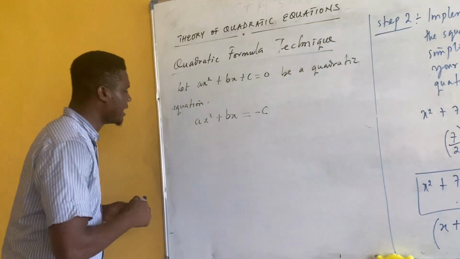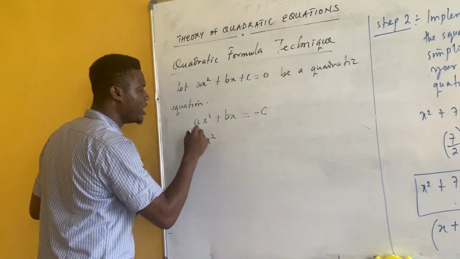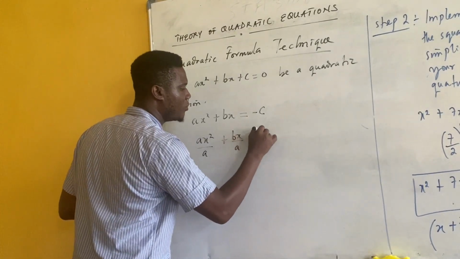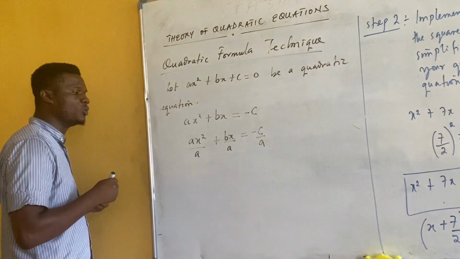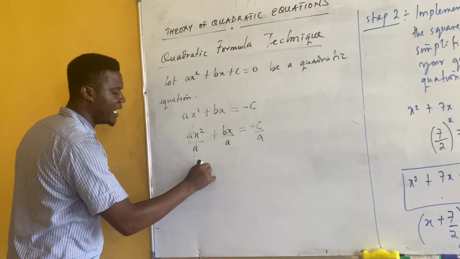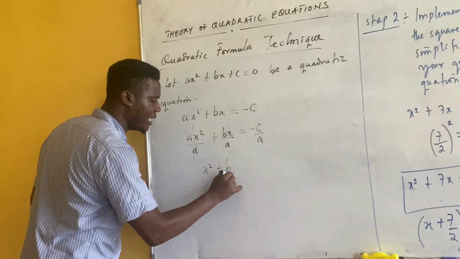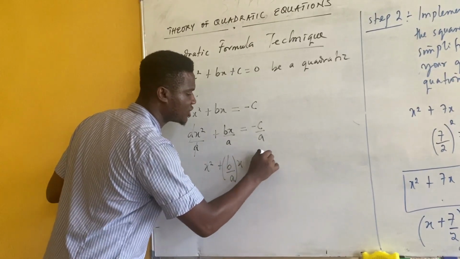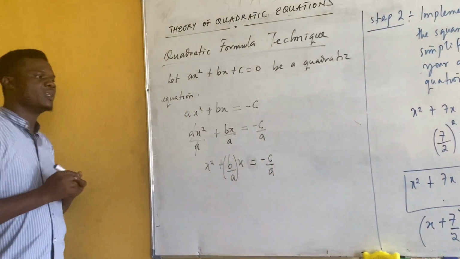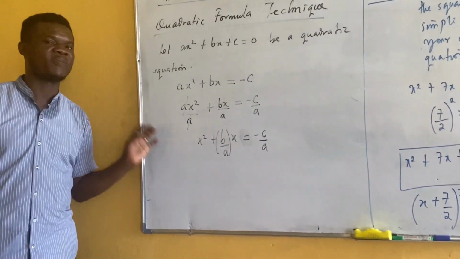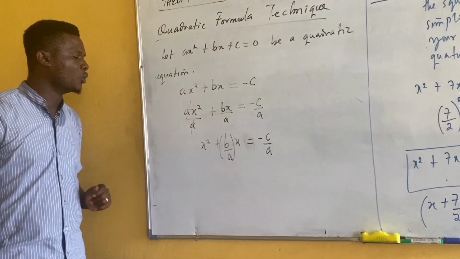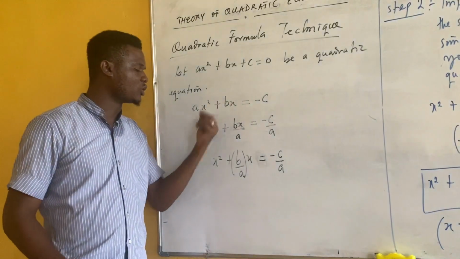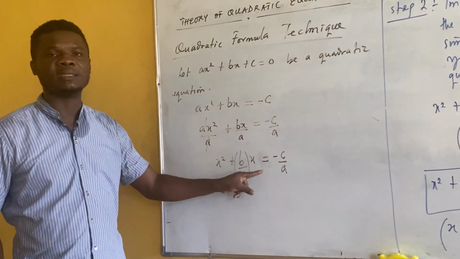It is a. So the next step I'm going to take will be to say ax squared divided by a plus bx divided by a is equal to minus c divided by a. Now once you do this, a would cancel a, giving us x squared plus b over a x equals minus c over a. So what I've done here is to make a simplified version of this equation. Now that we've gotten the simplified version, we are going to implement the completing the square rule.